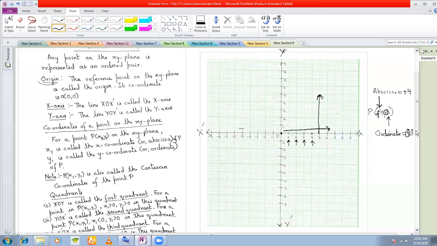And how many units do you move? You move 3 units. So we are stopped here. Now from here we start once again: 1 unit, 2 units, 3 units. So this is your 1 unit, 2 units, and this is your 3 units. So we stop here. So this point will be your P (+4, +3). Any questions here? I'll give you more examples, but is this clear?